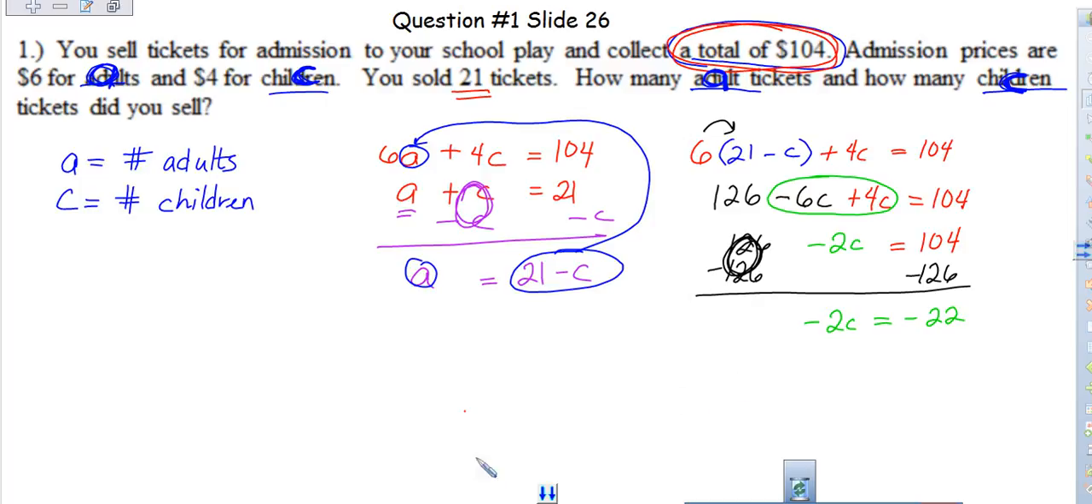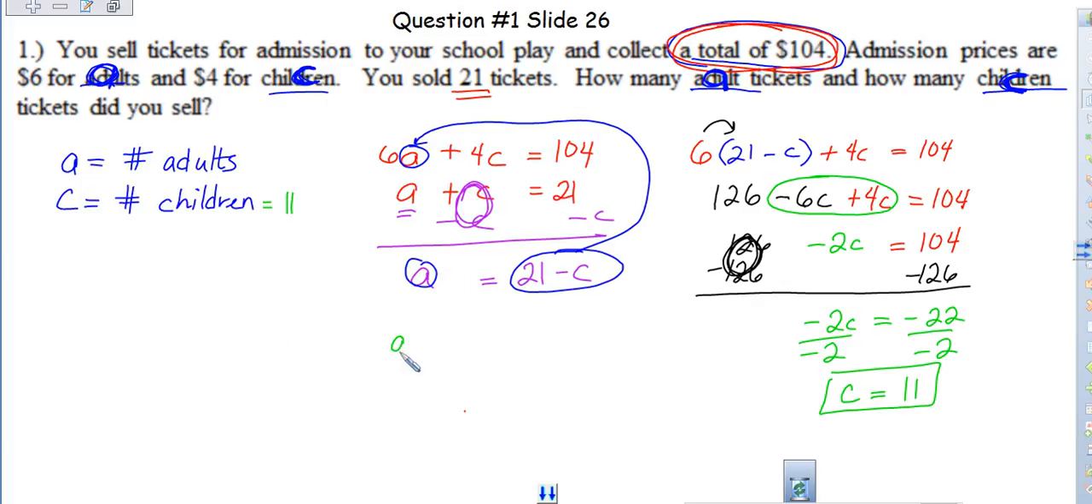Okay, and then we're going to divide by negative 2, and C will equal a negative and a negative make a positive 11. Okay, so there were 11 children's tickets. Okay, so that equaled 11. And then what I'm going to do is I'm going to take that 11 and plug it back in to one of the equations. Now the easier one to plug it in for is the bottom one. So that's the one I'm going to plug it in for.